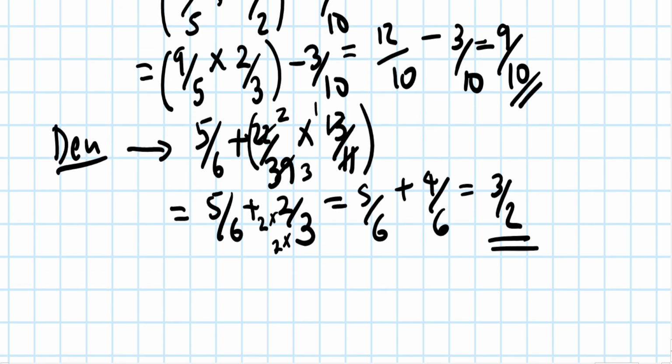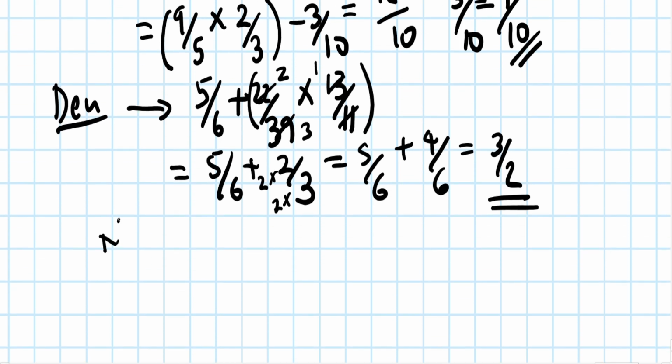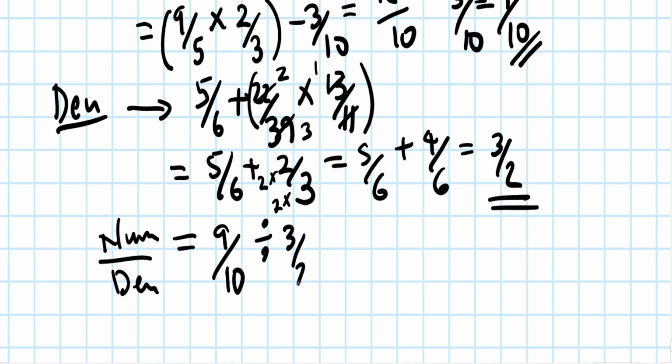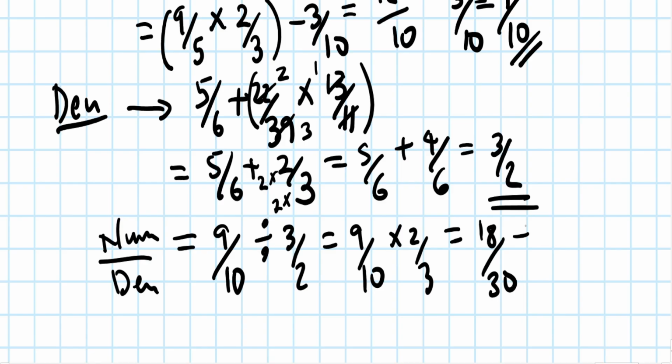Last but not least, numerator over denominator. Numerator divided by denominator. So 9 over 10 divided by 3 over 2 is 9 over 10 times 2 over 3, which will give you 18 over 30. If you simplify by dividing by 6 and 6, you're going to get 3 over 5.